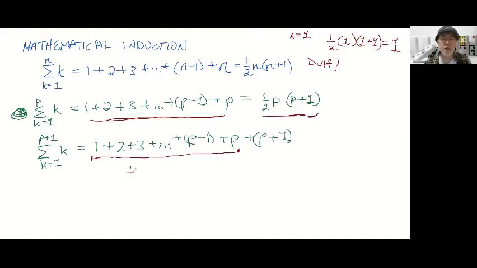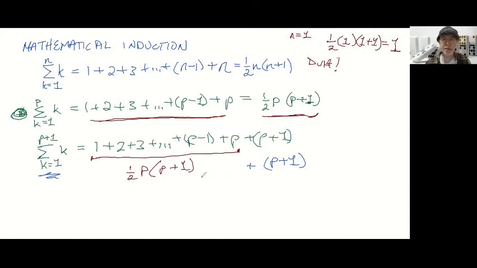So let's write this down. 1/2 p times p plus 1. That's what this part is. And then we'll go back to blue. I don't know all these colors. Plus p plus 1. That's what this is. That's what this all works out to. And I've just split it up now into these two bits.